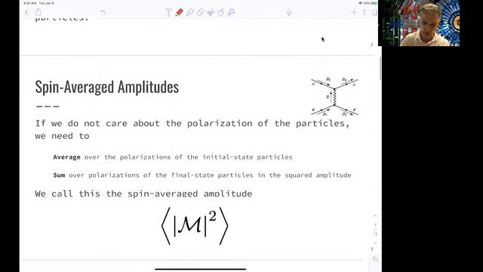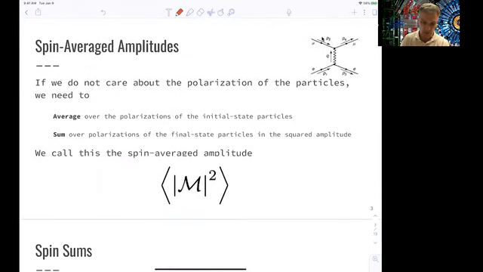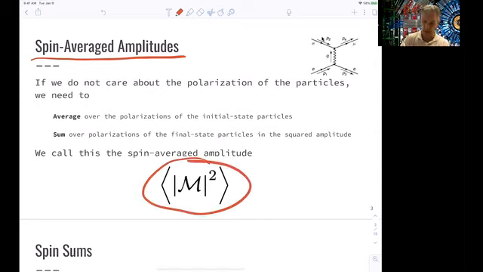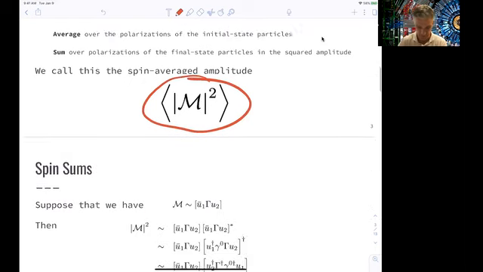So how are we going to do this? We're trying to calculate the spin averaged amplitude. Why averaging? We want to average over the polarization of the incoming particles because we don't know what the polarization states are. And we want to sum over the polarization of all final state particles, simply because each polarization state is a possible outcome of the interaction, and we have to sum over all possible outcomes.